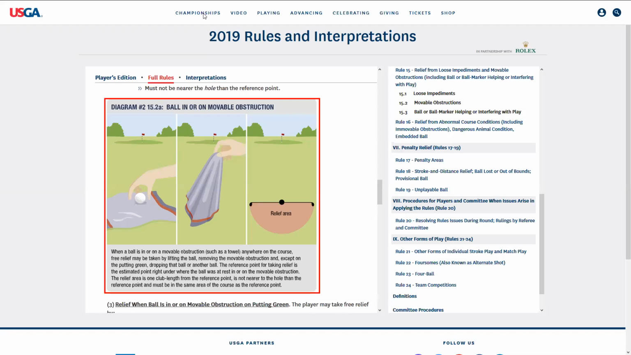What is that spot? Well, the point directly underneath is going to be the reference point. And from there, you're going to get 1 club length. And again, it is possible by doing this, you could actually move from the fairway to the rough or the rough to the fairway because those are still the general area.